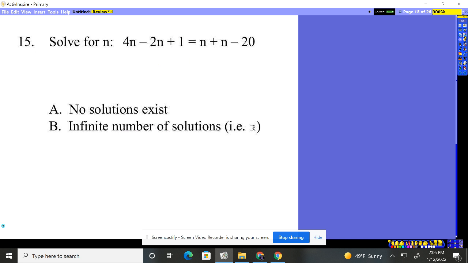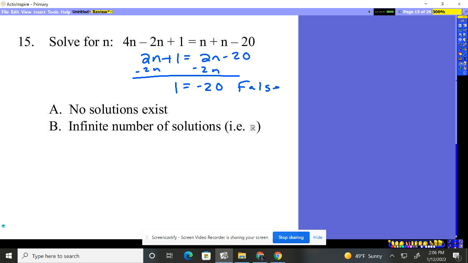Solve for n. Solving this, 4n minus 2n, I just combine like terms. That's 2n plus 1 equals n plus n, 2n minus 20. Let's go ahead and move the variable. Well, when we do that, we notice that the variables on both sides are the same, and we end up with this statement of 1 equals negative 20. That is false. That never happens.